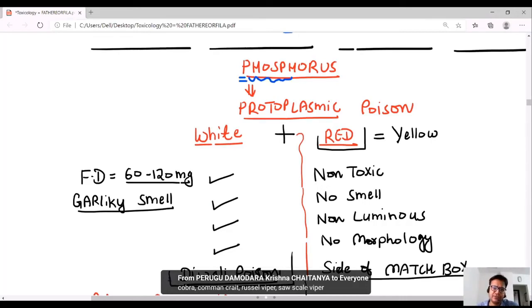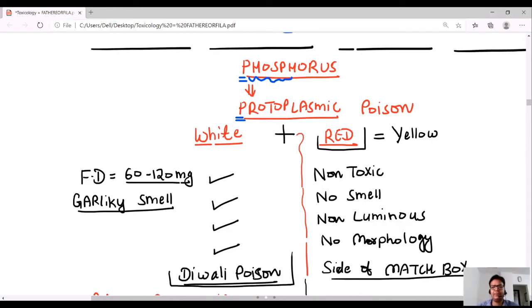Sir, P for phosphorus, P for protoplasmic poison. Doctor, phosphorus is mainly of 2 types. One is white, another is red. Whenever you see red, everything is no. It is non-toxic, no smell, non-luminous, no morphology. Everything is no.